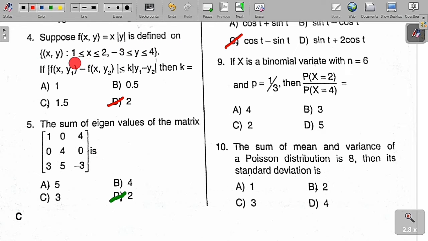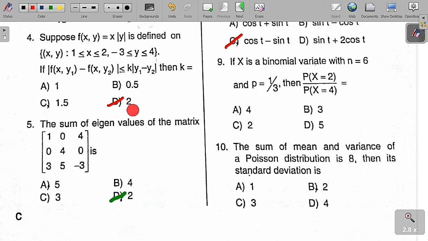The range of x is from 1 to 2, and the range of y is minus 3 to 4. Then if mod of f of x comma y1 minus f of x comma y2 mod is less than or equal to k into mod of y1 minus y2, then what is the value of k? We need to figure that out. Of the four options, option D, 2, is the correct solution of this question.